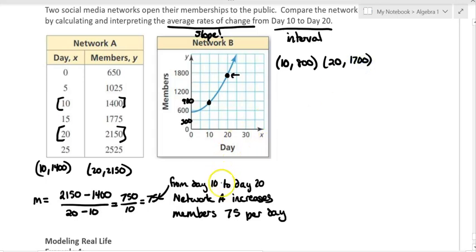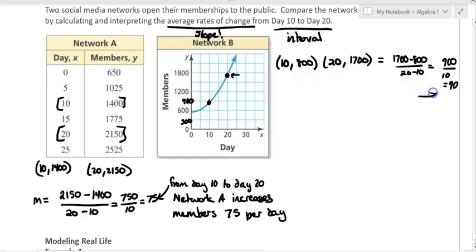Okay, the height of each box represents 300 members. So, I mean, that's quite a lot to take into account. Okay, so if you find the slope for that, you're doing 1700 minus 800 over 20 minus 10. And so you're getting 90.